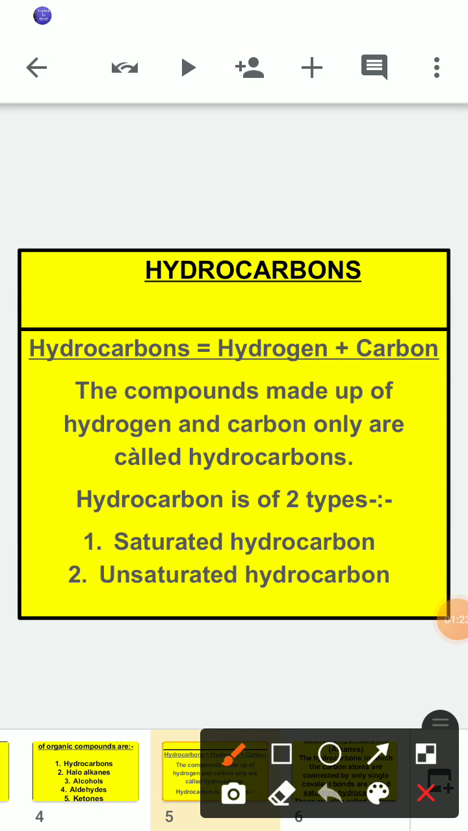Now, hydrocarbons. Hydrocarbons are the compounds which are formed by hydrogen and carbon only. You can see here, hydrocarbon is made up of two words, hydrogen and carbon. So these are the compounds which are made up of hydrogen and carbon only. Hydrocarbon is of two types, saturated hydrocarbons and unsaturated hydrocarbons.